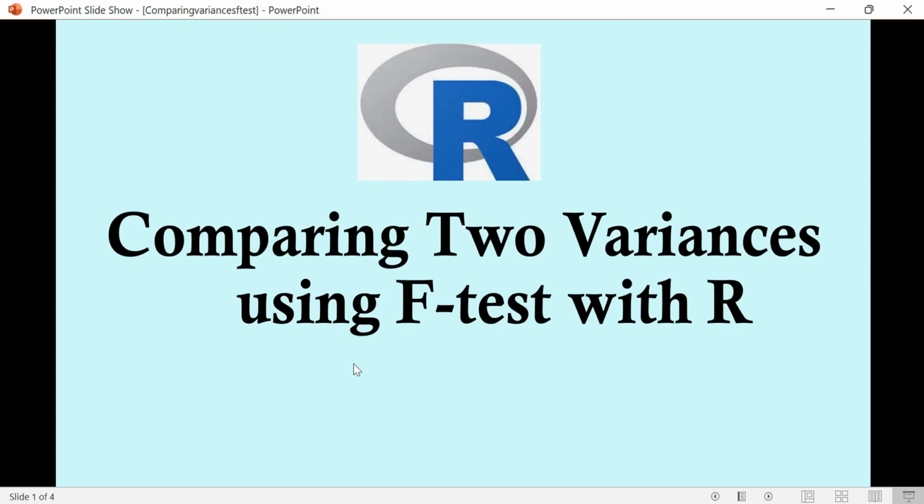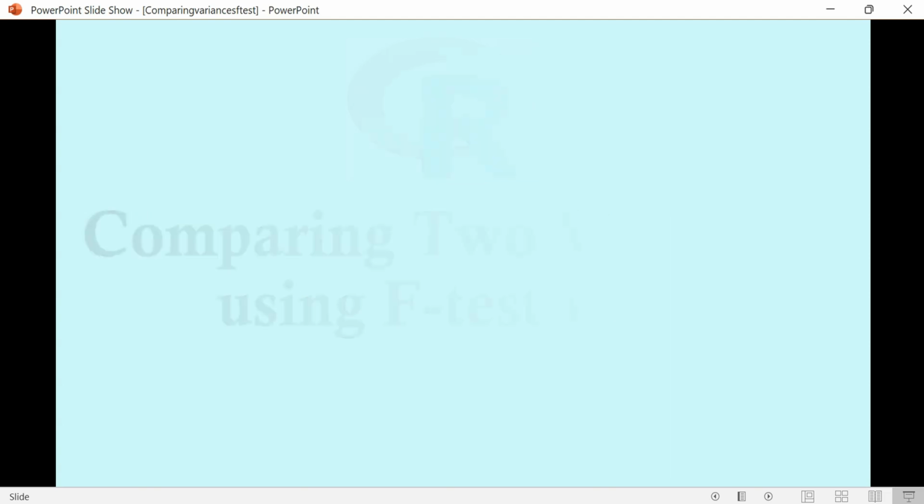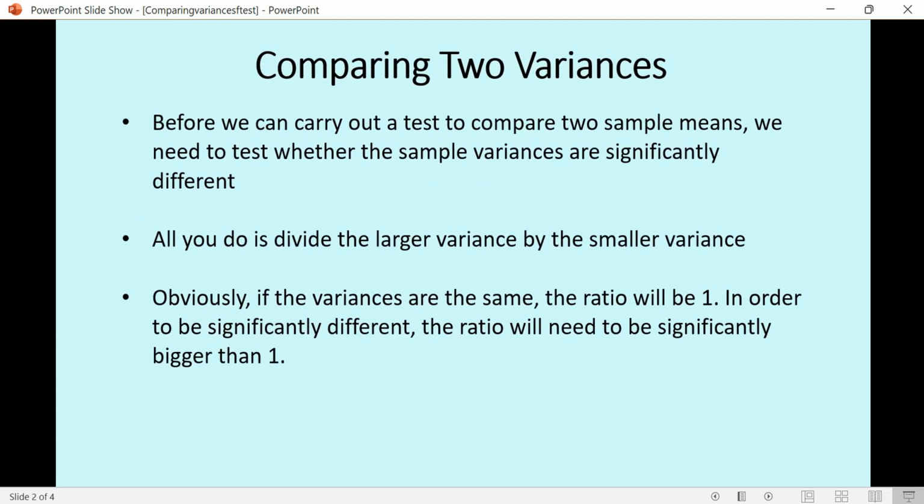Hello, in this video we will show how to compare two variances using the F-test in R. Comparing two variances is very important because very often we want to compare two sample means, but that requires that the two samples cannot have very different variances first. If they have very different variances, it's meaningless to compare the means, right? So comparing the variance is one kind of ANOVA, analysis of variance.